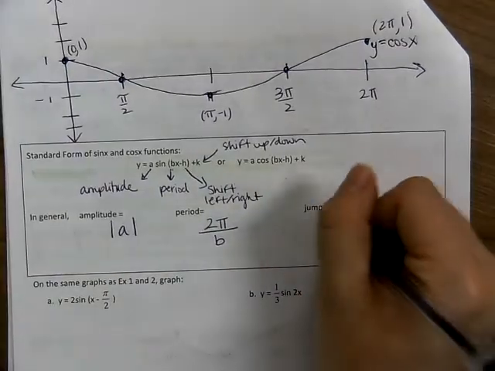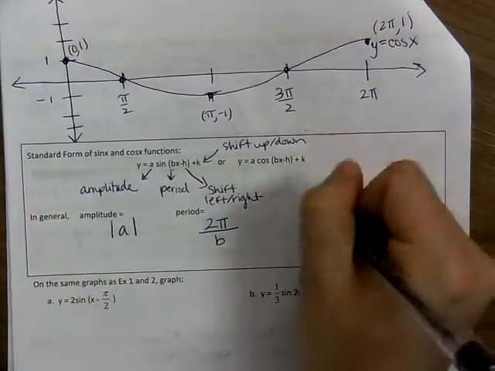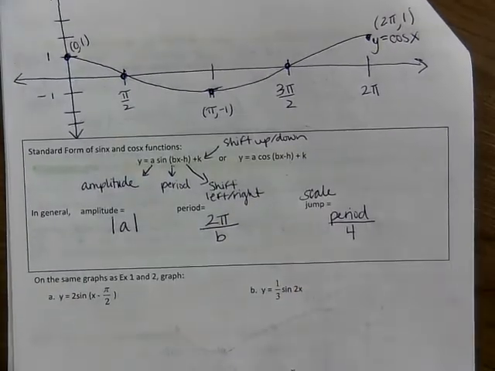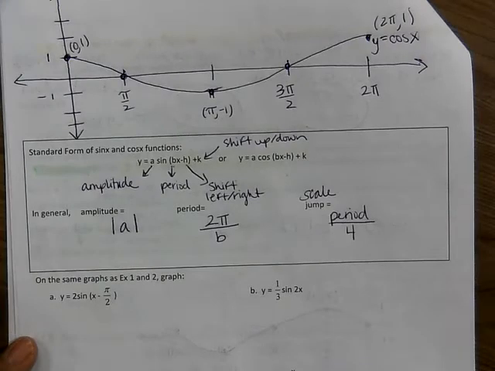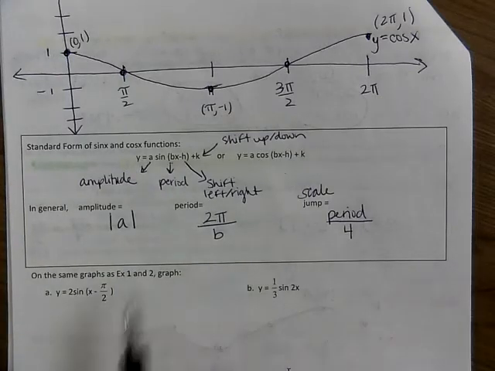And then the jump, you're just going to take your period and divide it by 4. Okay, now remember that the jump is the same thing as the scale. So we're going to use those terms interchangeably. Everybody okay so far? Okay, this is just talking about transformations now. Something is different other than sine and cosine, which it will be. All right, so we're going to have to do some flipping back and forth. If you have a different color pen now, I would switch to that color.